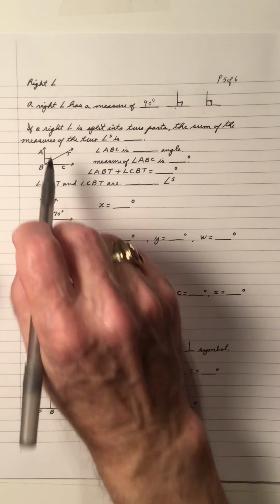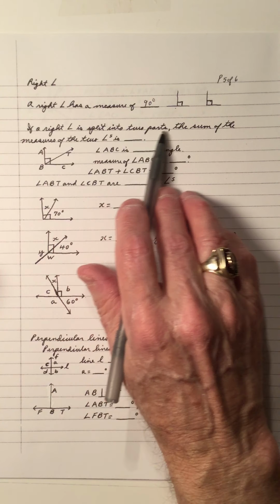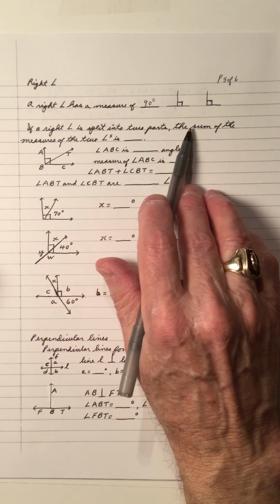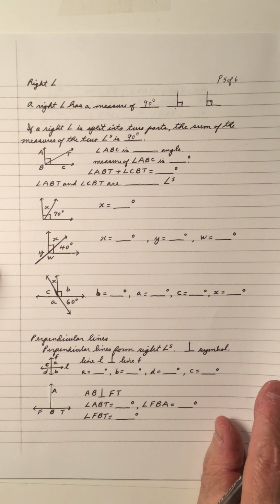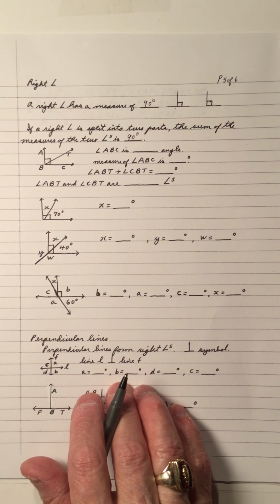Let's continue. If a right angle is split into 2 parts, the sum of the measure of the 2 angles is 90 degrees. 90 degrees.